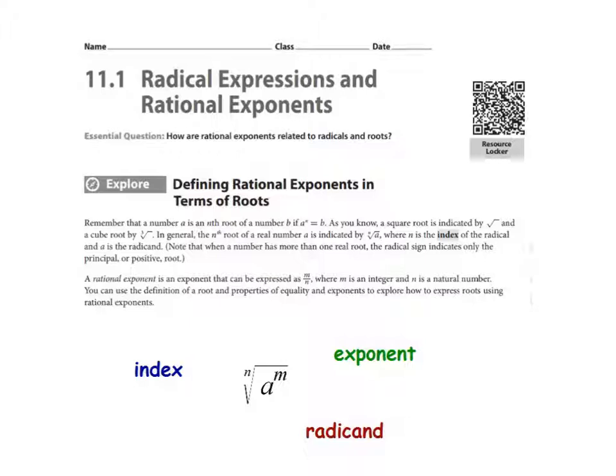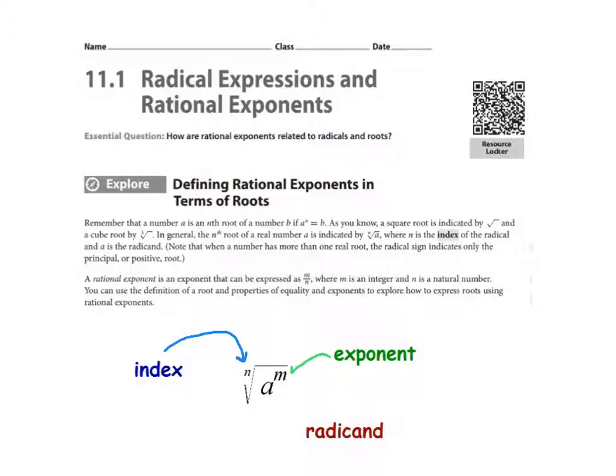Some important terminology, so please write this down in your notes. We call this number or variable the index. If you see a 3 there, that means a cube root. Typically we don't put a 2. It's understood that if there's no number listed for the index, it is a 2, meaning a square root.